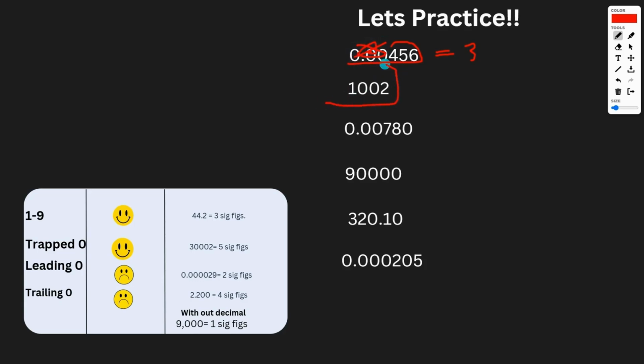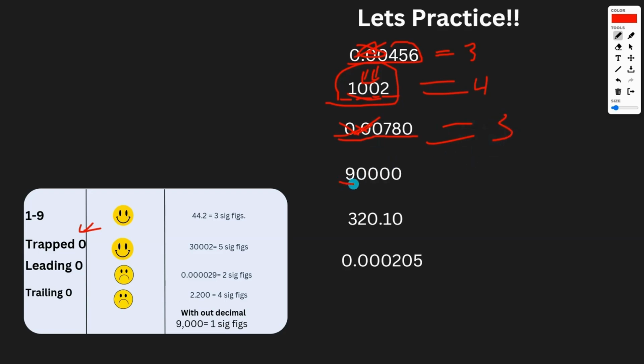So in this one, we have 1002. For this one, we would have 4 sig figs because the zeros that are trapped count. Next, 0.00780. This has three sig figs because the leading zeros, once again, don't count.